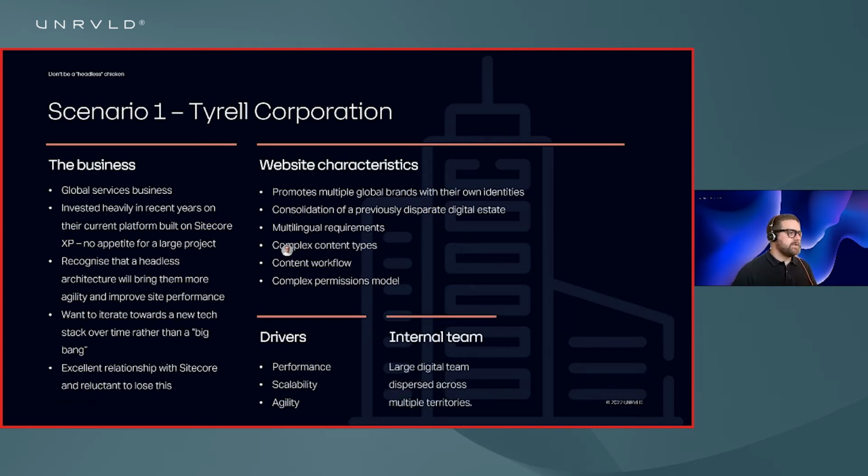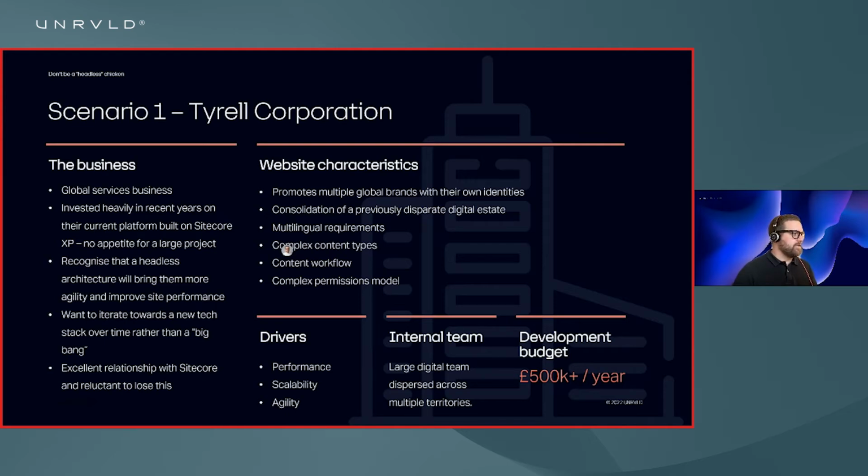Their internal team is a large team that's dispersed across multiple territories. So this is where all the complex permissions models come in. But they've got a pretty decent budget, so they spend 500k plus a year on their retained team. So they have a team in place that could make some significant change over a 12-month period.